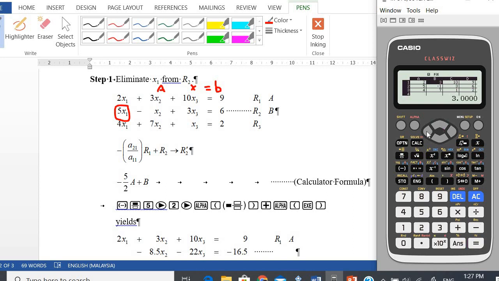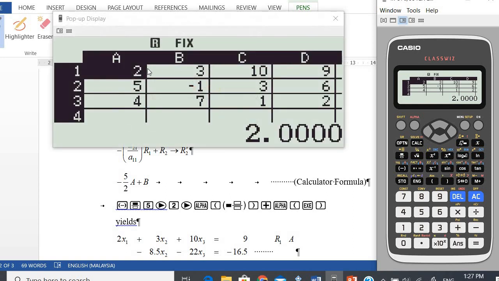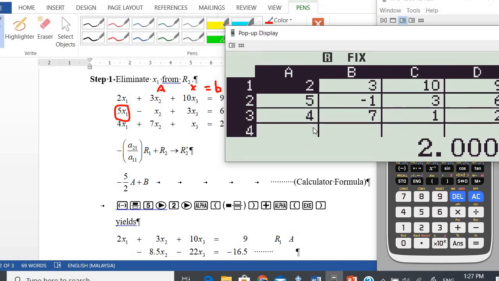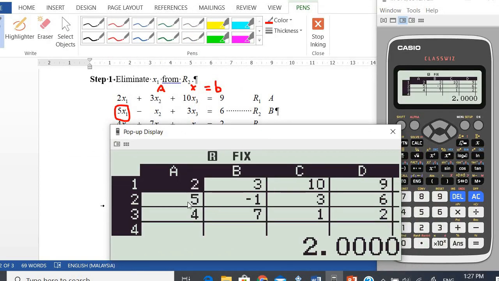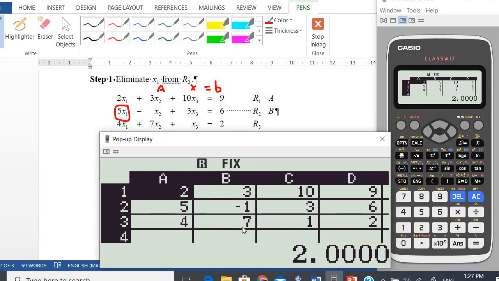Okay, we check back the first row, the coefficients 2, 3, 10, 9. Second row 5, negative 1, 3, 6. Third row 4, 7, 1, 2. Okay, correct.